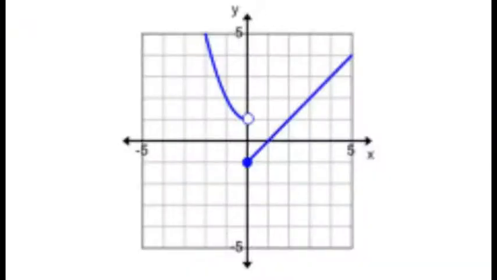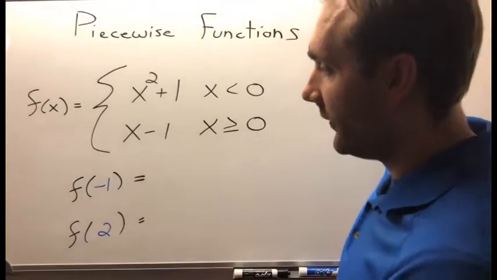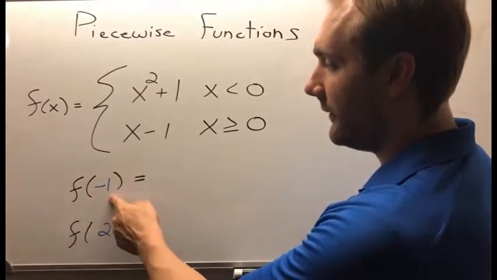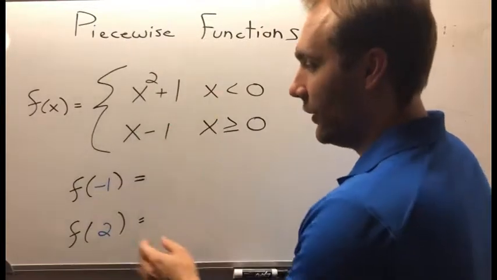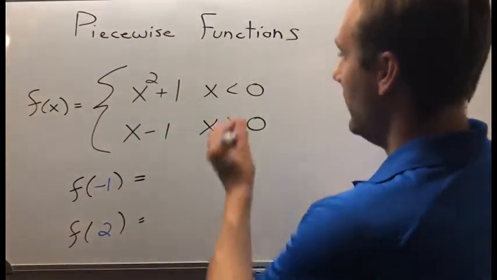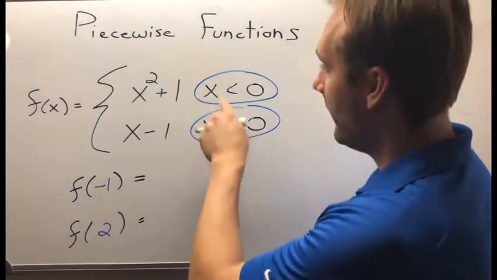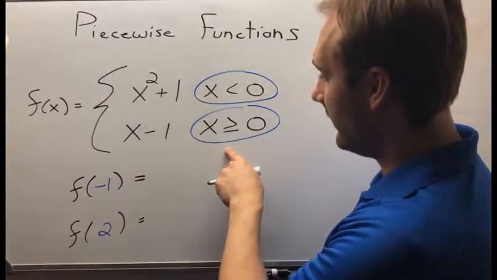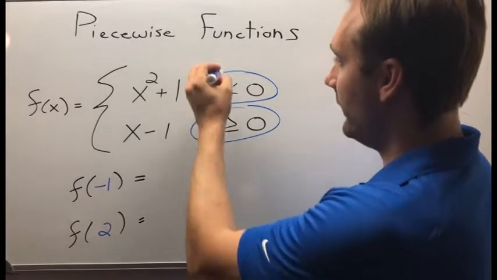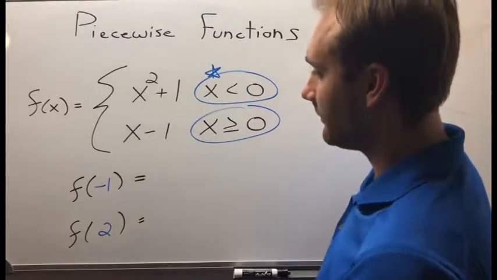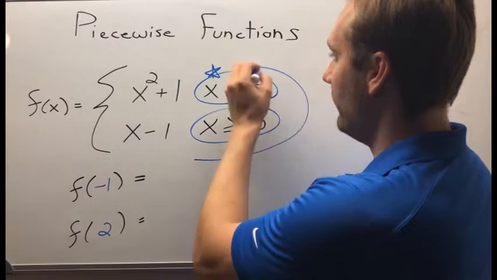As you see here in this graph, notice it's separated into two different sections. So how it works is, I want to find f of -1 of this function. First thing you need to do is look here. Where does -1 fit in this function? I see x is less than 0, x is greater than or equal to 0. Well, -1, of course, works here. So this is where my -1 goes.